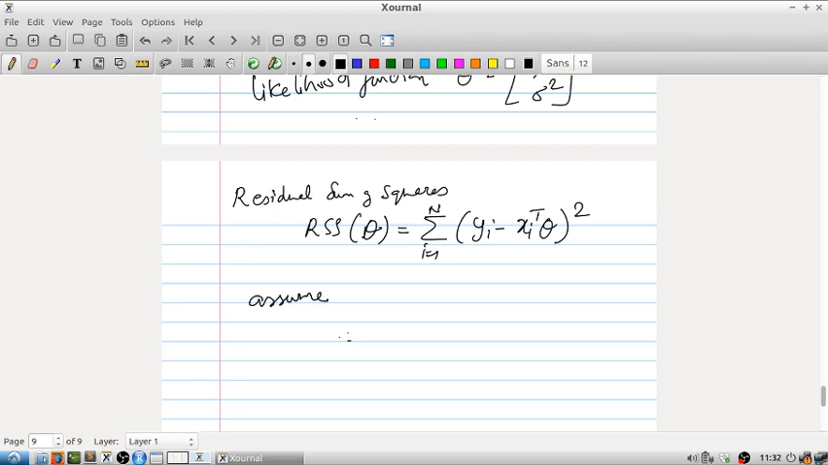I'm going to do something with the joint distribution such that figuring out the maximum likelihood estimate is the same as minimizing the RSS objective, this residual sum of squares. So let me assume that y is actually equal to x transpose theta plus some errors.